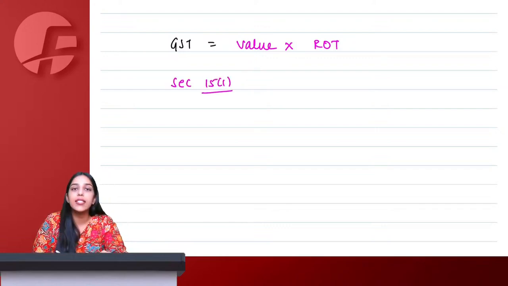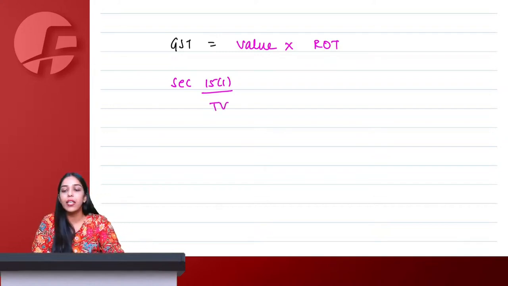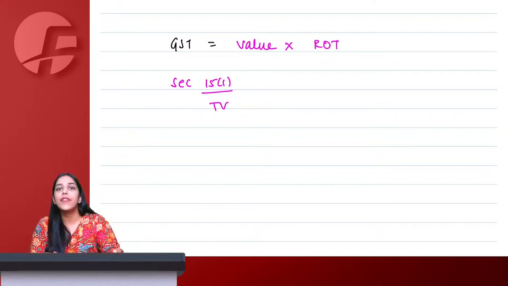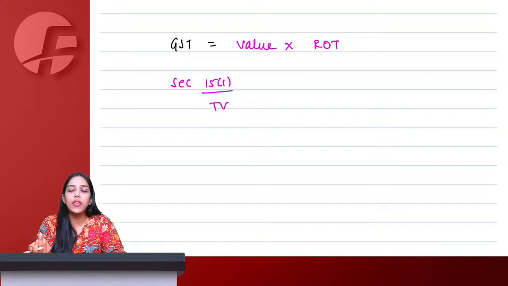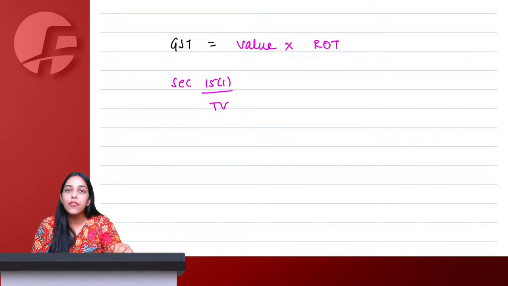Section 15(1) says, what is the doubt here? Whatever is your transaction value only becomes your value of supply. If you are purchasing something for 1,000 rupees, 1,000 is the value of supply. If you are selling something for 50,000, 50,000 is the value of supply. But it is not that simple always. So section 15(1) says very simple: take transaction value as your value of supply.